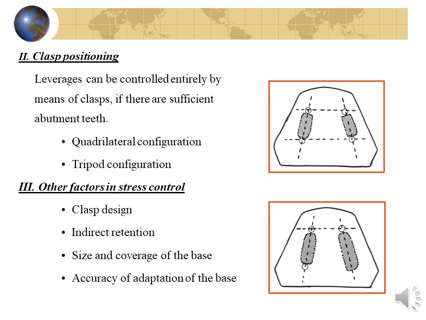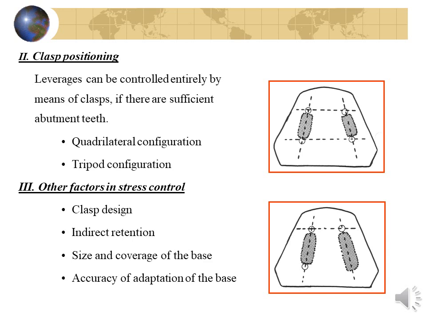Second is clasp positioning. Lever forces can be controlled entirely by means of clasps if there are sufficient abutment teeth present. The quadrilateral configuration is the most efficient in controlling the stress developed within a denture. This design involves the use of 4 clasps. It is used commonly for Kennedy's class 3 arches, particularly when there is a modification space on the opposite side of the arch. The tripodal configuration involves the use of 3 clasps.